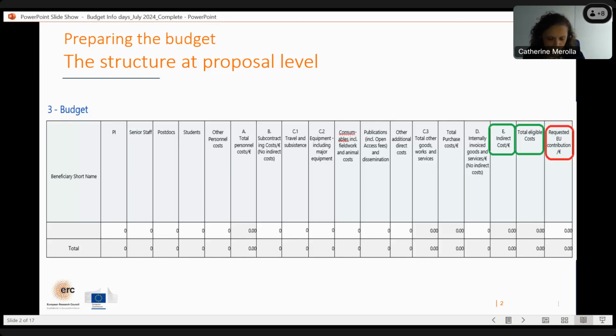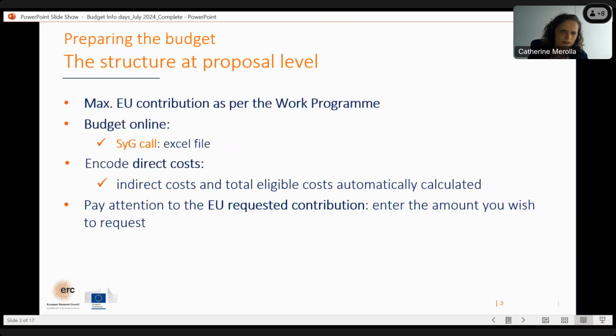Here, I'm not going back to this. You know that there is a ceiling per type of calls, plus, of course, any additional funding that you think is really needed for the project. This is what I just told you.